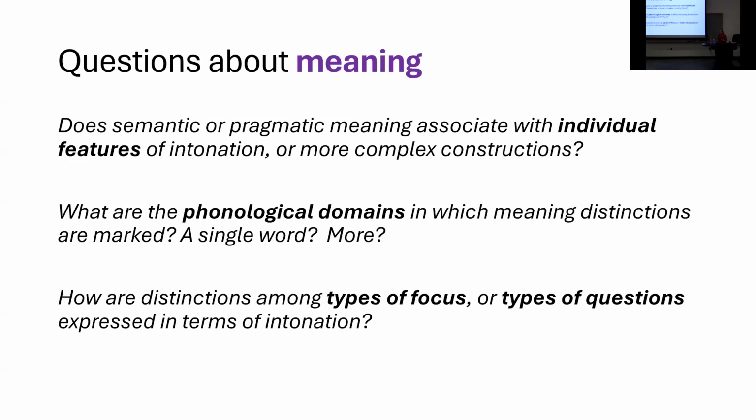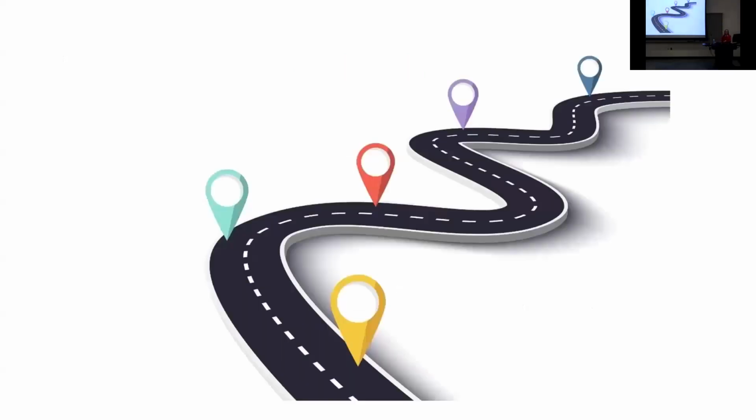There are similar questions on the meaning side. I'm not a meaning researcher, but I'll throw a few up, and I'm happy to be educated in understanding these better. But for instance, does semantic or pragmatic meaning associate with individual features of intonation or with more complex constructions? And what are the phonological domains in which these meaning distinctions are marked? Are they a single word or a whole phrase? And how are distinctions among types of meaning, for example, types of focus or types of question, expressed in terms of intonation?